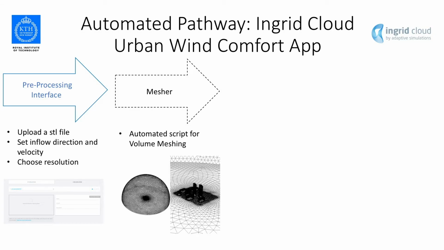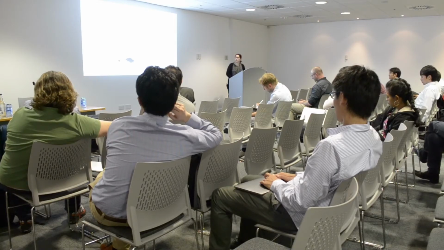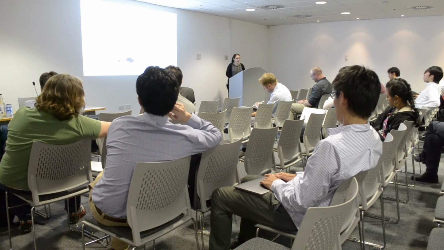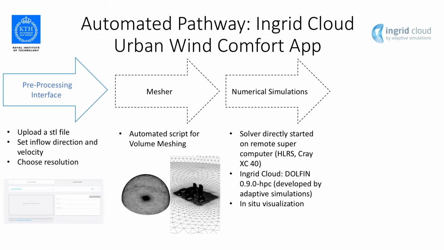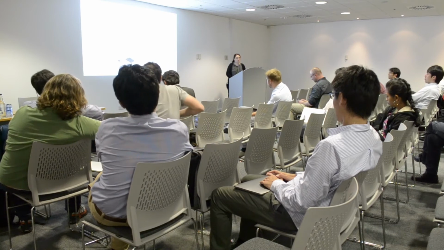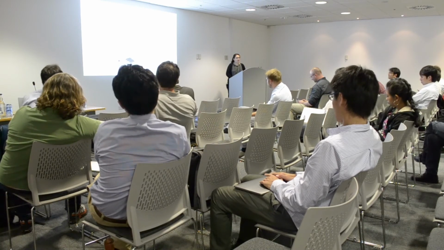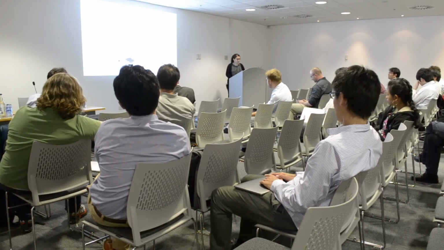As soon as this is done, an automated script is run to embed this city into a semi-sphere, and a volume mesh is created. This volume mesh is then uploaded to a remote supercomputer. We use Hazel Hen in Stuttgart. This is a Cray machine. We use the software Dolfin 0.9. This is a branch of the Phoenix platform, which we developed at Adaptive Simulation. This is a CPU code, which has linear scaling up to 40,000 cores.